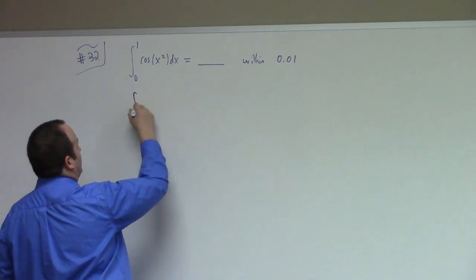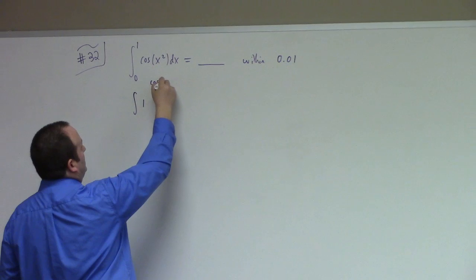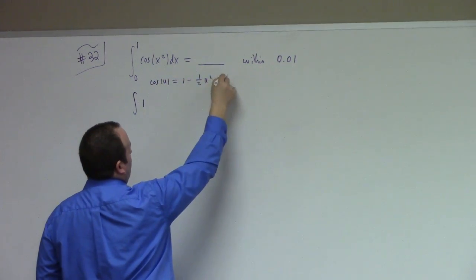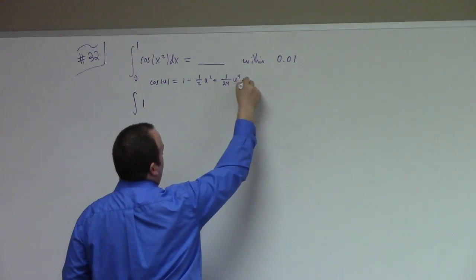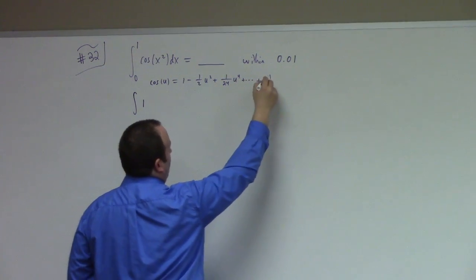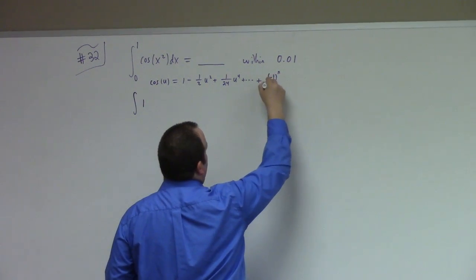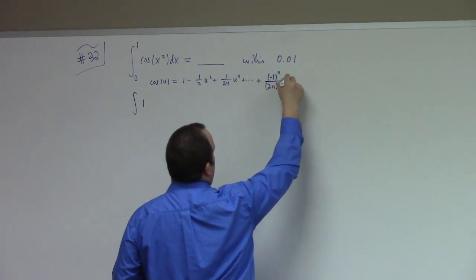This is the integral of what? So we use the cosine of u, right? It is 1 minus 1/2 u squared plus 1 over 24 u to the 4th and so forth. The nth term is what? Minus 1 to the n over 2n factorial, u to the 2n, right?